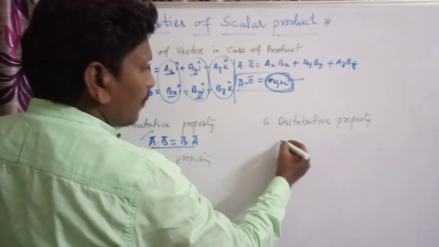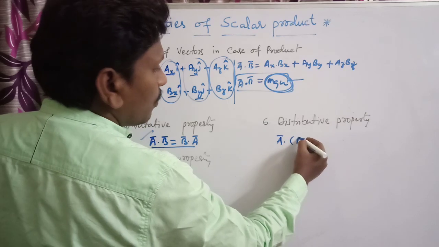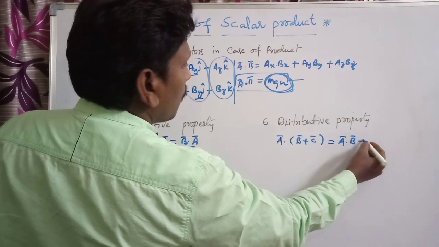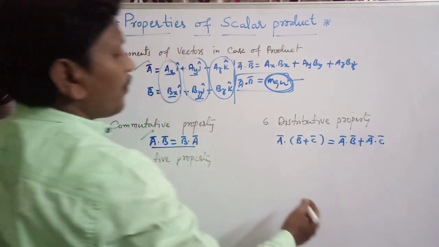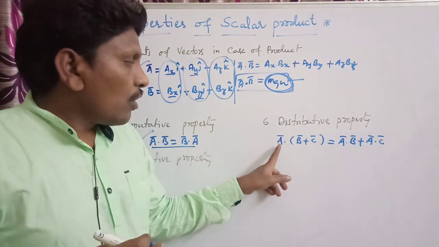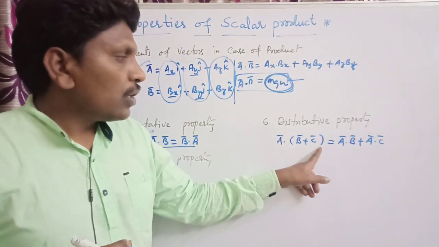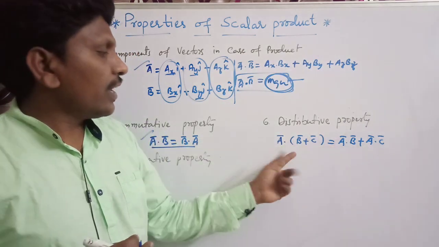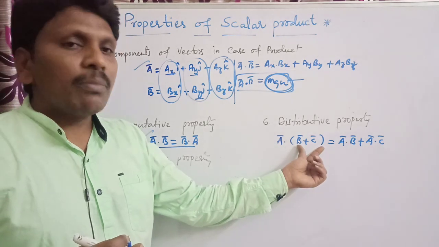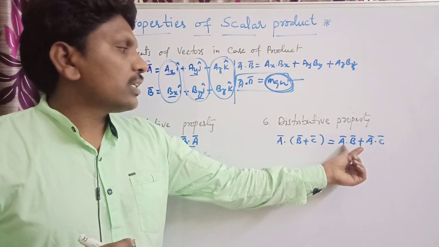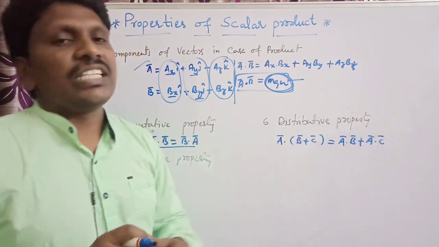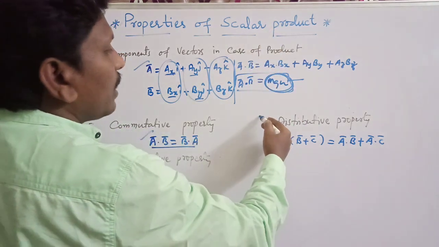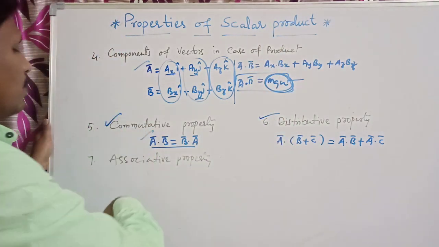Distributive property means a bar dot (b bar plus c bar) is equal to a bar dot b bar plus a bar dot c bar. In mathematics we know that when a number is multiplied by a group of numbers, the product does not change. Here also a vector is multiplied by a group of vectors and the product does not change. So the scalar product obeys the distributive and commutative properties.